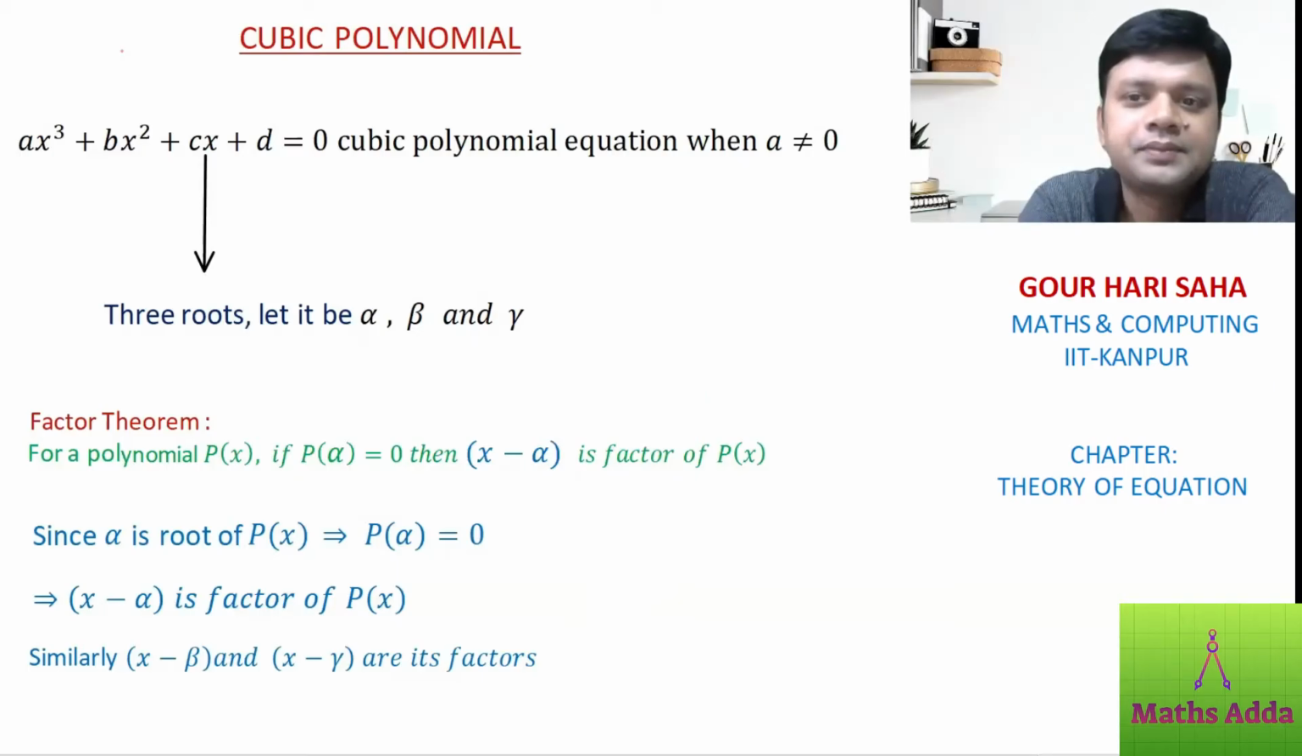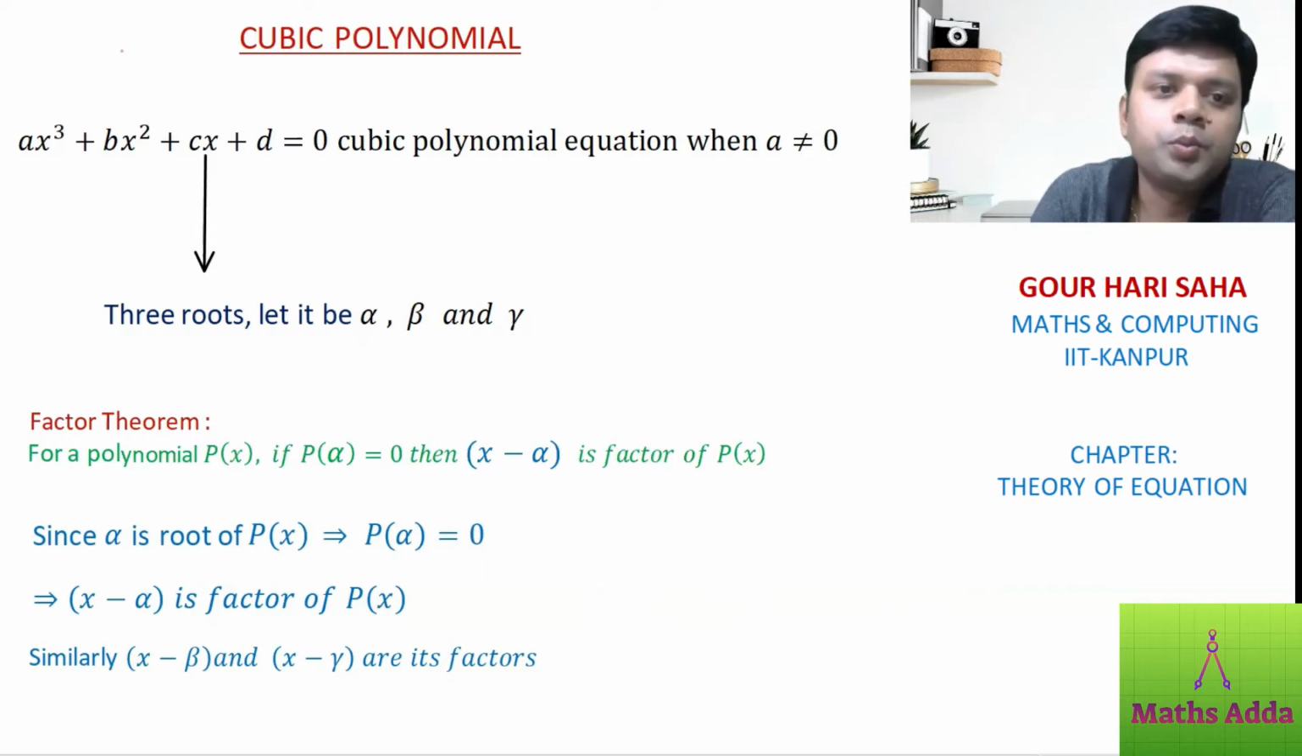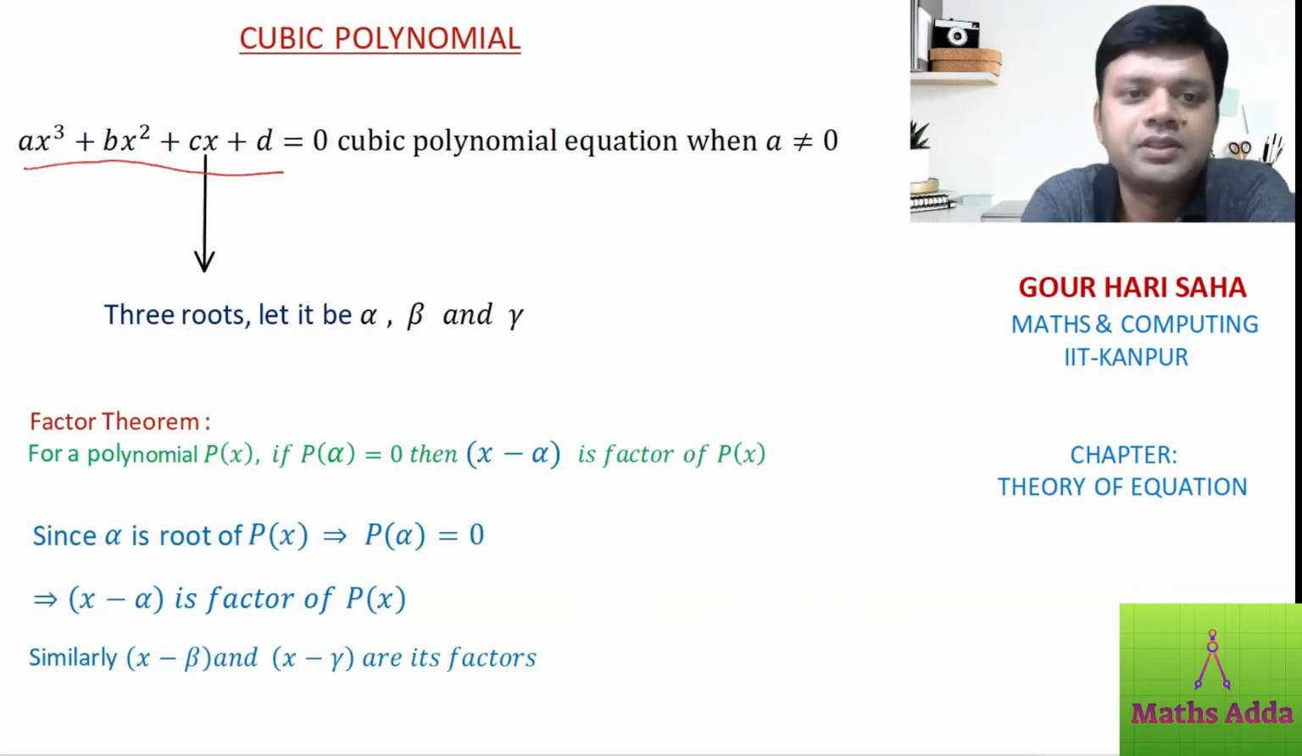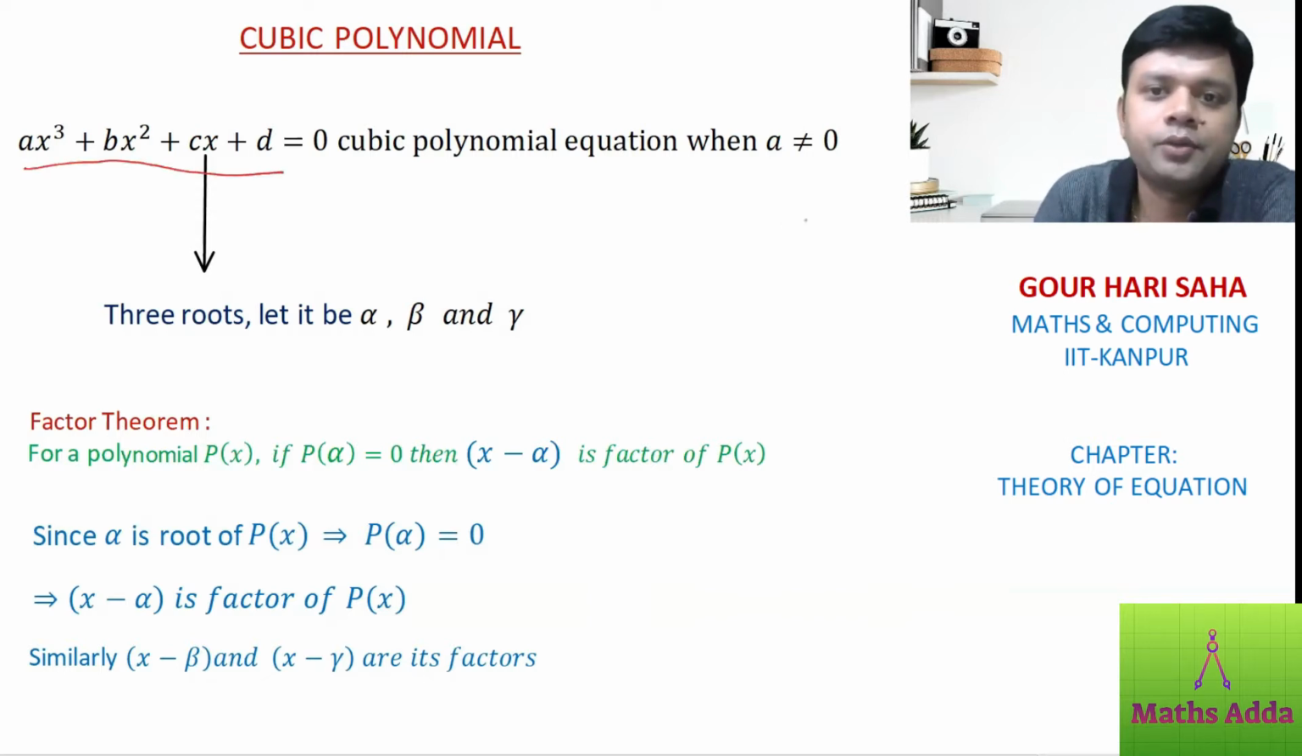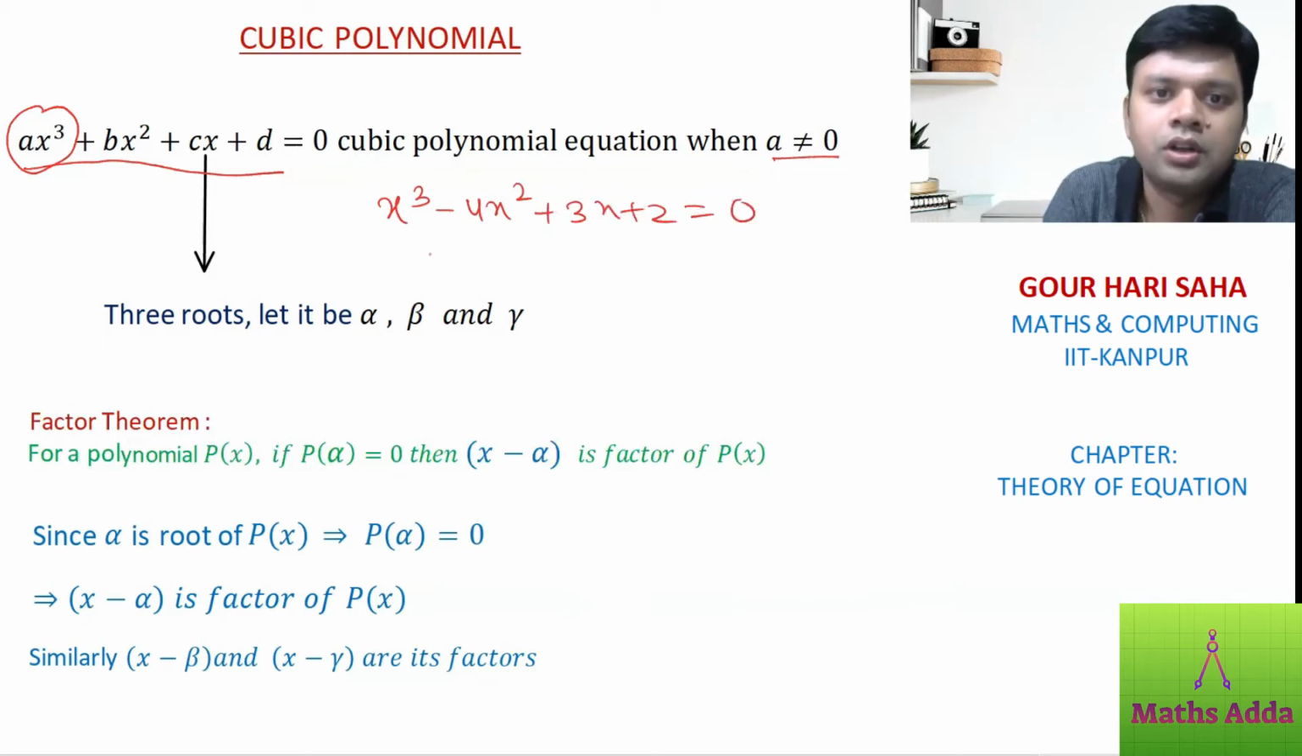Hello everyone. Today we are going to do cubic polynomial equations. A cubic polynomial equation has the general form ax cube plus bx square plus cx plus d equal to 0, and for that a should not be 0. This means the highest degree should be 3. An example is x cube minus 4x square plus 3x plus 2 equal to 0, or x cube minus 2 equal to 0. These are cubic polynomial equations.